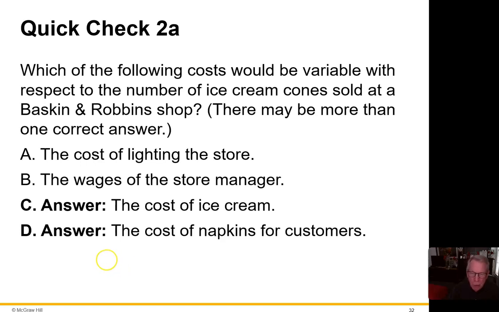The cost of ice cream: the more ice cream cones we sell, the more ice cream we will use, and the more variable costs we will incur. Similarly, with napkins, the more customers I have, the more napkins I'm going to need. And that will be a function of how many ice cream cones I sell. Whereas the wages of the store manager is fixed, the cost of lighting the store is fixed.